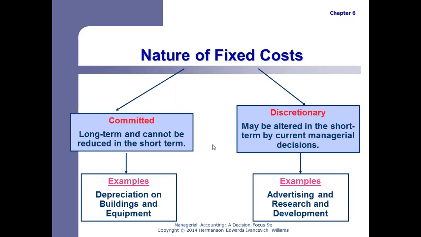The reason that's important is in the analyses we're going to be doing in this chapter, we're going to use that concept of which fixed costs are committed. In other words, we're stuck with it and we can't get rid of it. Which fixed costs are discretionary? Which ones can we get rid of?